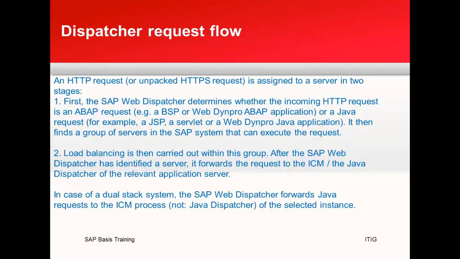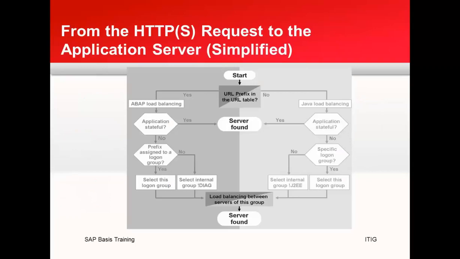So let's go to the next slide, which shows how the flow happens when the dispatcher receives a request. Based on the URL table, it will be sent to the ABAP load balancing or the Java load balancing, depending on whether the application is stateful. Basically, in this diagram we are showing how the exact identification of the server happens.